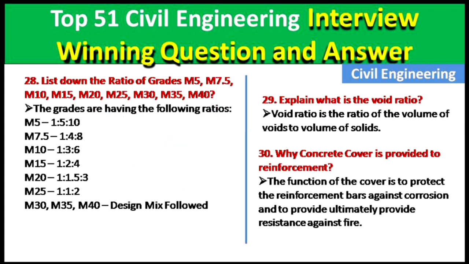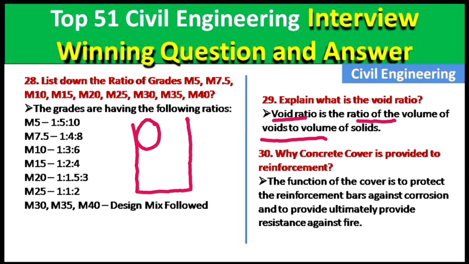Okay, now point number 29 is explain what is the void ratio. Okay, void ratio is the ratio of the volume of the void to the volume of solid. Okay, for example, this is a glass. Now we put pieces of rocks in it. Now you can see the gap in the glass. This gap is known as void. So the ratio of the volume of this void to the solid is known as what?